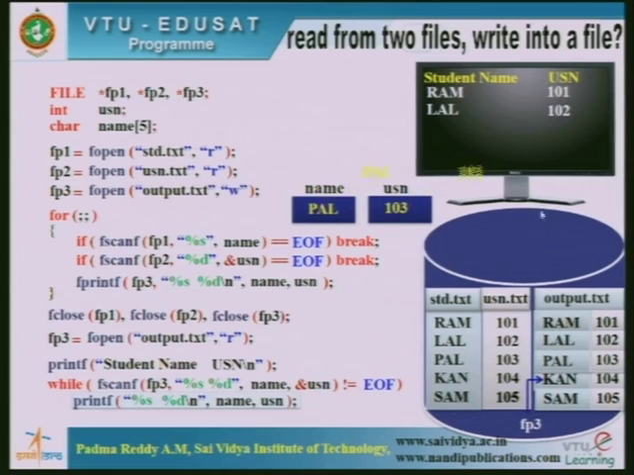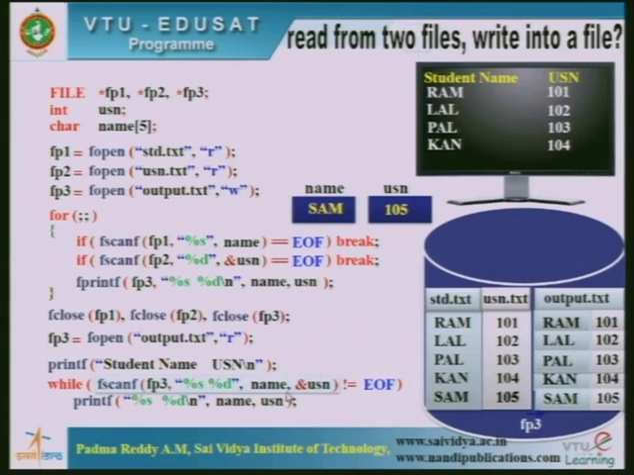So now PAL is sent to the screen. Next what will happen? Next CON will be read from the memory. CON followed by 104. The pointer points to the next one. And let us enter into the loop. This will be displayed onto the screen. Now see, where is the pointer now? SAM. Go back. We are reading from where? fp3. SAM and 105 is read, and that should be copied into name and usn. It is copied. Now the file pointer points to the end of file.